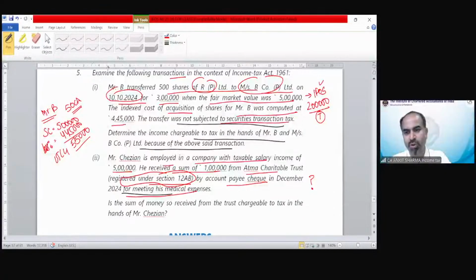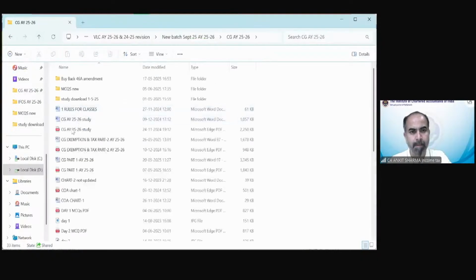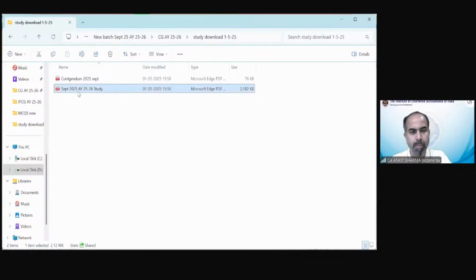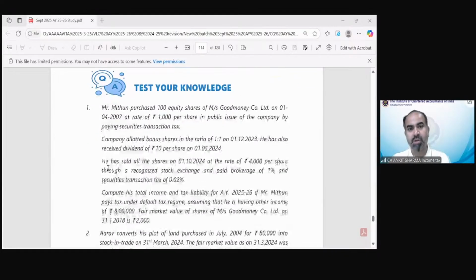Now we are going to discuss test your knowledge questions of capital gain. Tax rate chart now. And there are very, very interesting questions under test your knowledge from the capital gain topic. So we are going to discuss them one by one. And after that, we have multiple MCQ questions of income from other source also.